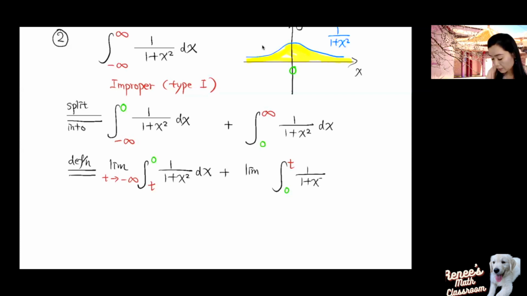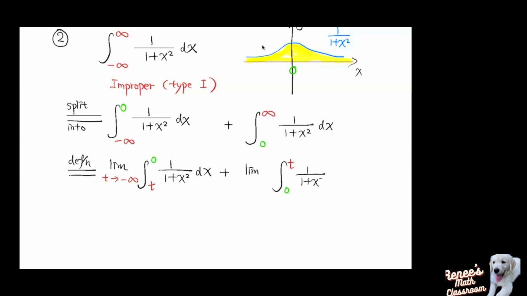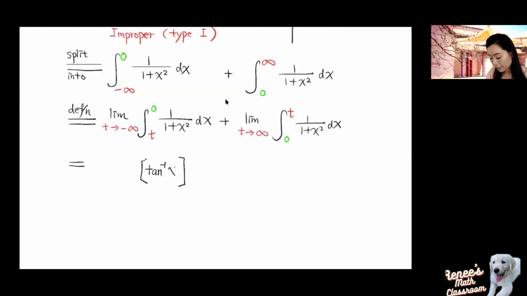Now, can someone tell me what is the antiderivative of 1 over 1 plus x squared? Which function, when you differentiate, gives you 1 over 1 plus x squared? Arctangent. You got it. So it is inverse tangent, with x going from t to 0. Similarly with the other one, inverse tangent, with x going from 0 to t. This one you let t go to negative infinity, and this one you let t go to positive infinity.